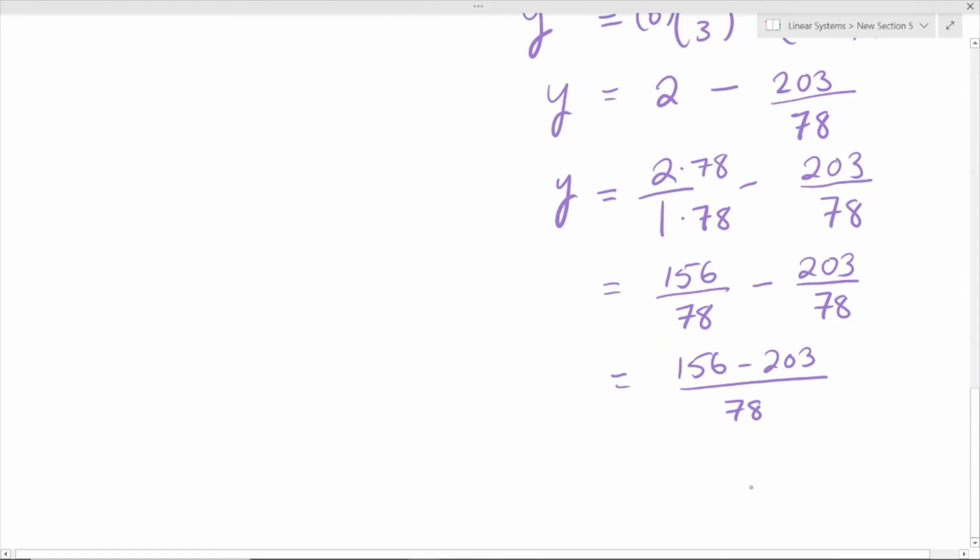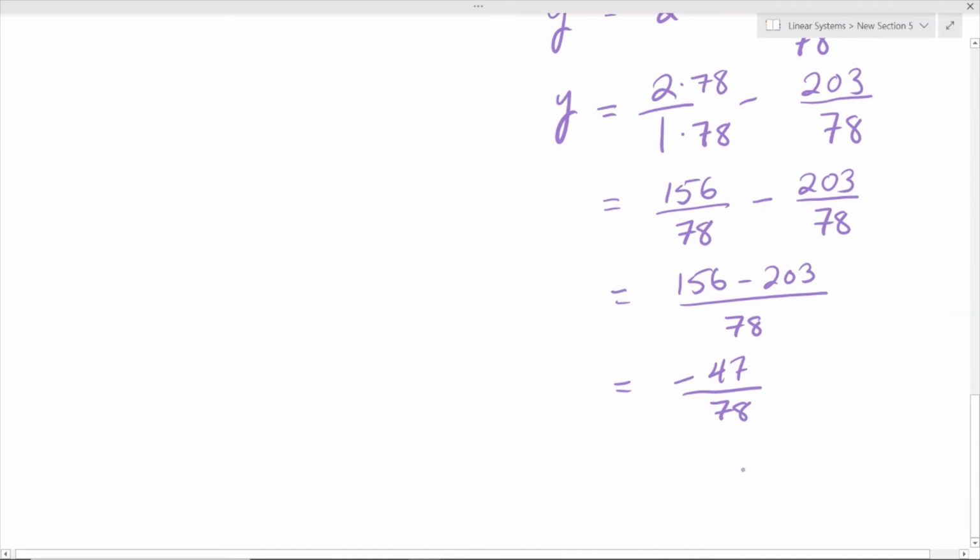So 156 minus 203, that's going to give you negative 47 over 78. And that's basically the same as writing the negative right here in front of the fraction sign, 47 over 78, just like that. And we have found our y. This is our y, right?